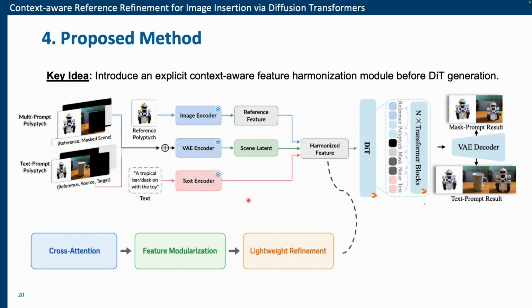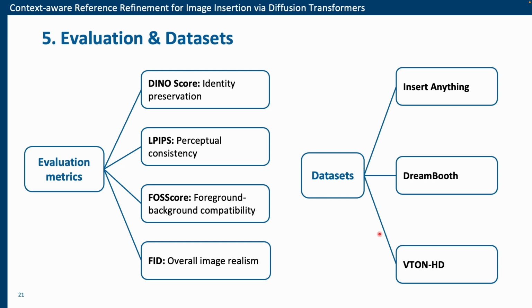Inside the module, the features first go to the cross attention for semantic alignment, followed by feature modulation for contextual adaptation, and finally a lightweight refinement stage before being passed into the DiT generator.